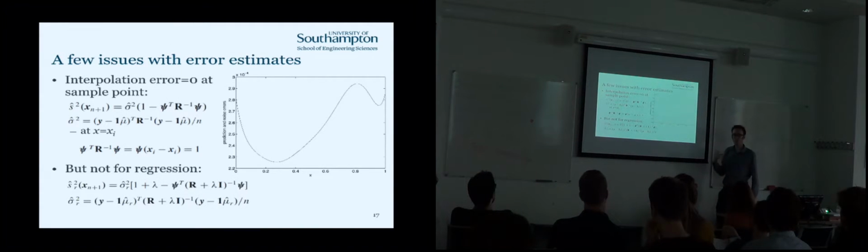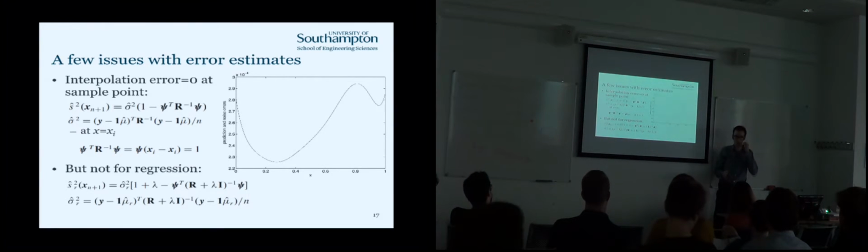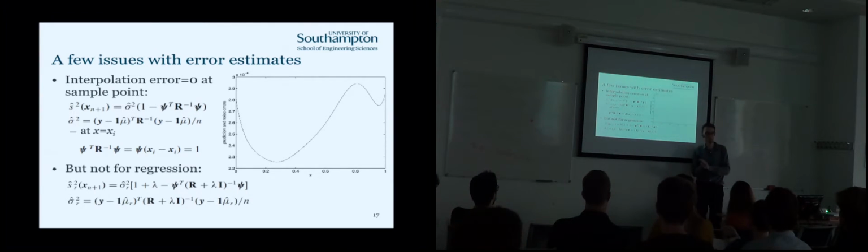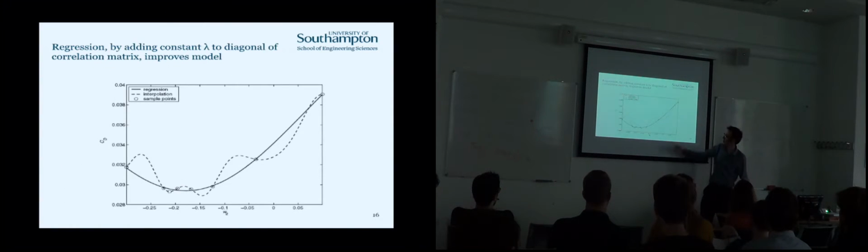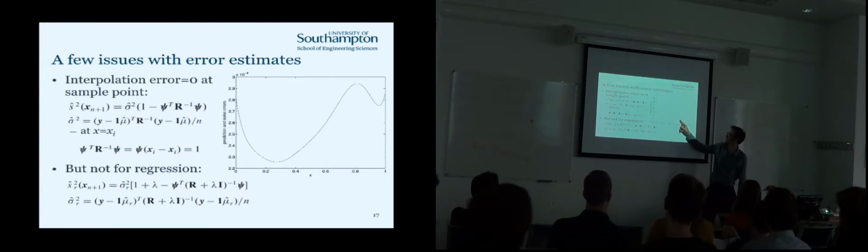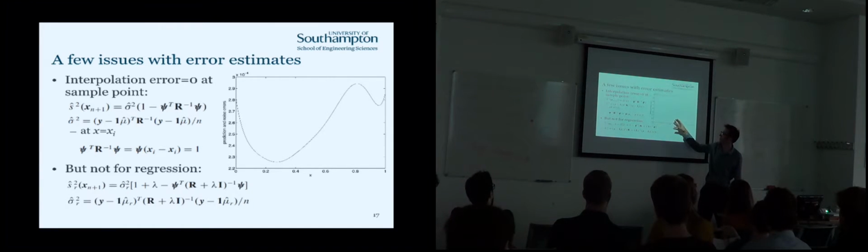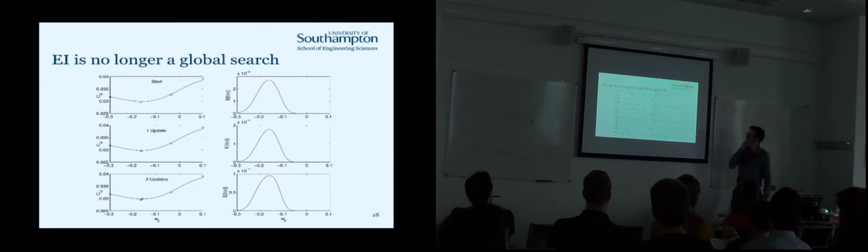The issue is that while before our error dropped to 0 at previously sampled locations, if we include a sort of fudge factor constant in the correlation matrix that our Gaussian process model is built from, we end up with error that doesn't go to 0. So if we look at the error in this model here, it actually looks like this. It never goes to 0. It gets sort of low where we've sampled previously, but it doesn't actually go to 0. So our expected improvement search doesn't really work very well.